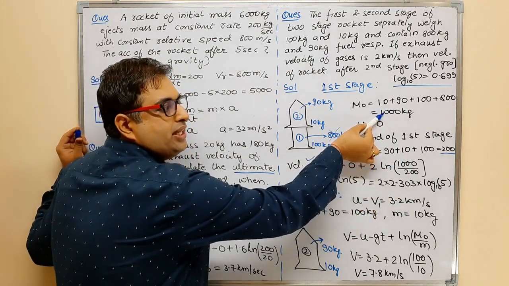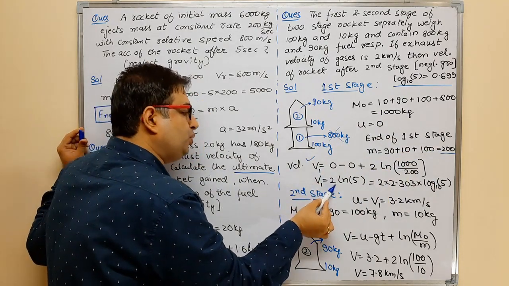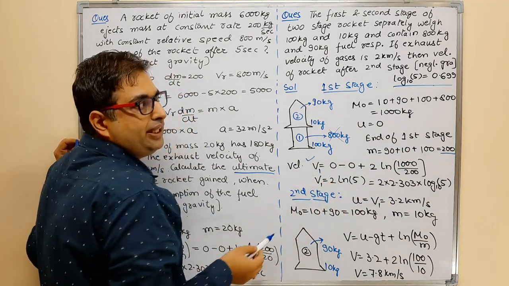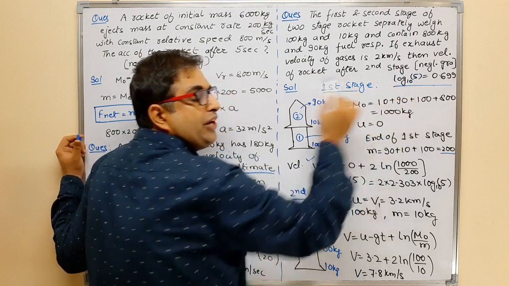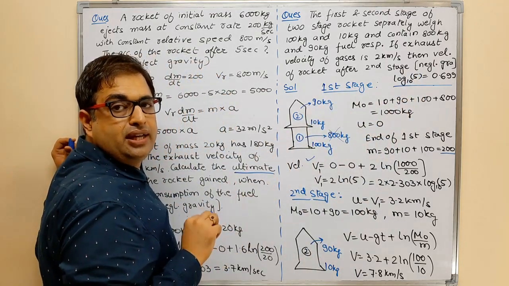m0 is 1000 kg, m is 200 kg. So we will get 2 into ln 5. But the given data is log 5 base 10. So what is the relation between log base 10 and ln?